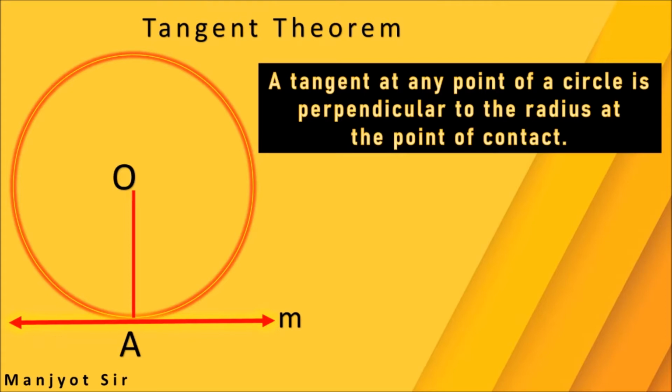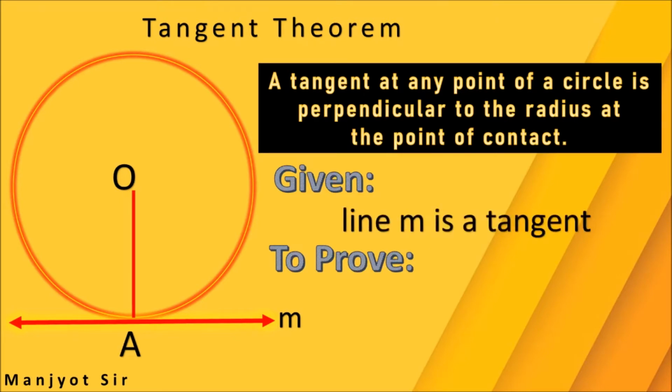Okay, let's simplify this. According to this theorem, given is line M is a tangent, and what we learn from this theorem is that this tangent will be perpendicular to the radius of this circle at the point where it touches the circle. That means in simple words OA is perpendicular to line M. I hope everyone is clear with the tangent theorem. In simple words you can remember, according to the tangent theorem, the radius is always perpendicular to the tangent, right?